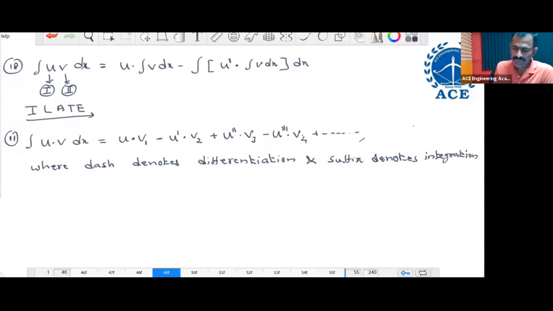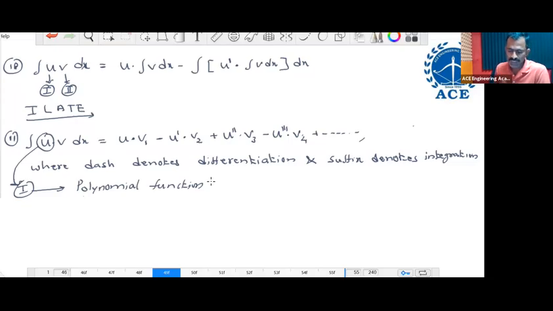It is a generalization of the above integration by parts formula. But to apply this one, the first function should be a polynomial function. Otherwise, this process will not stop. It's a condition: to apply this generalized integration by parts formula, the first function should be a polynomial function. Otherwise, we cannot apply this one because the process will be continued only. Next, 12th one.